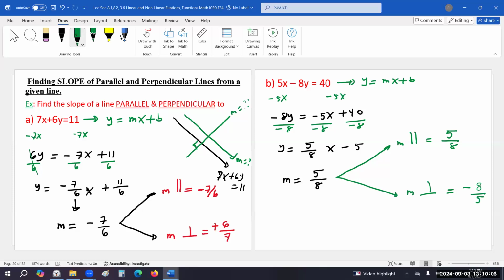Because if you put a double negative, it becomes positive, which is the same as before. So a double negative is not possible. One negative and flip the fraction. Any questions?